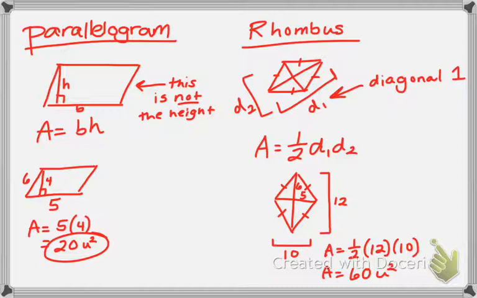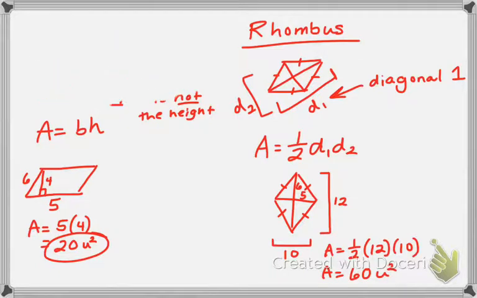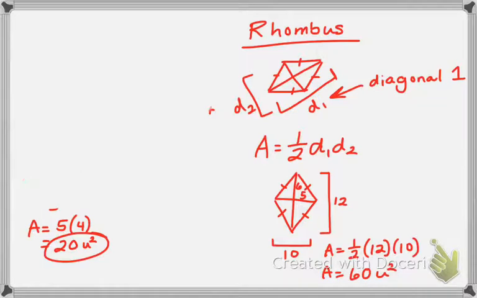On your homework, you're going to have something like that where you have the diagonals in it. So you're going to have to figure out what the whole length of the diagonals are, multiply them together, and take half. All right, 2 more. So we've got our rhombus, we've got our parallelogram. Now we're going to do our kite.